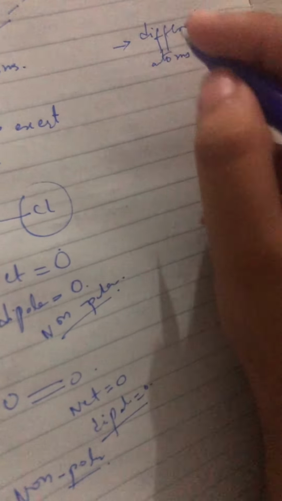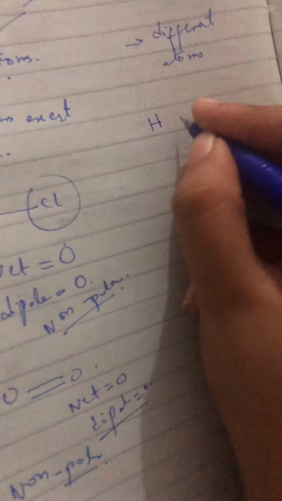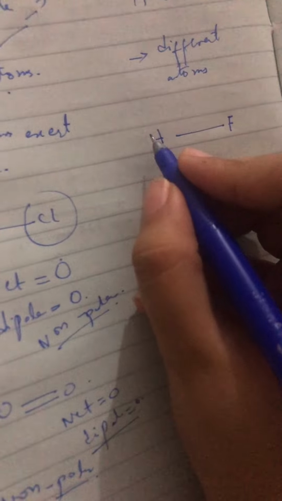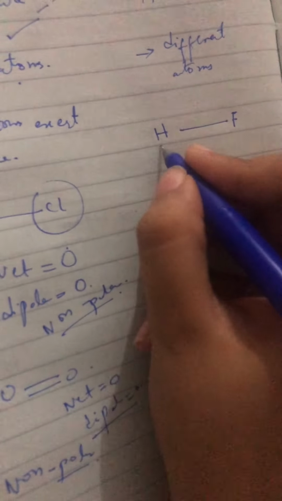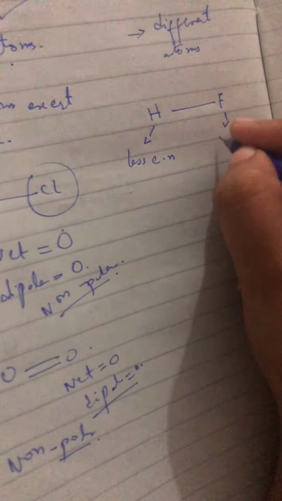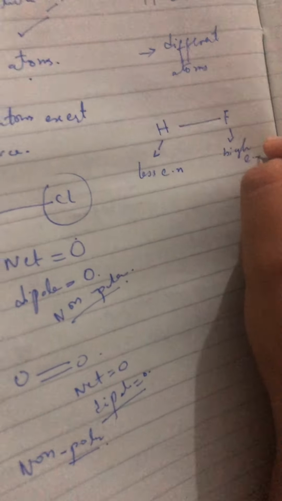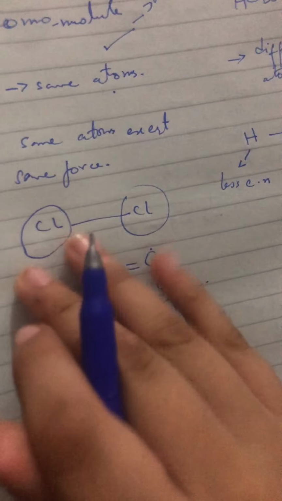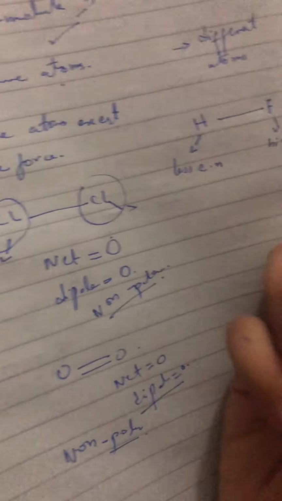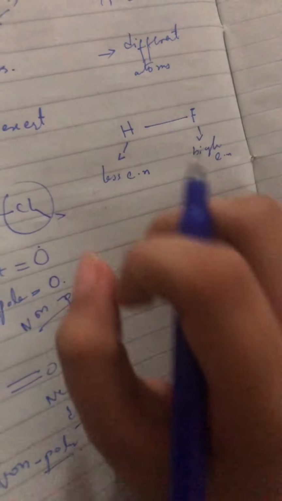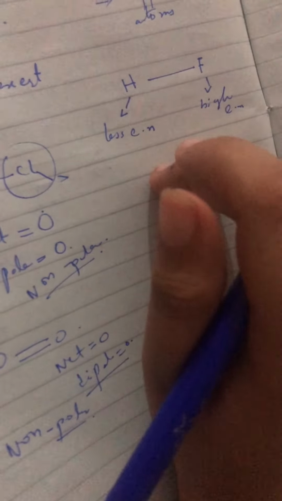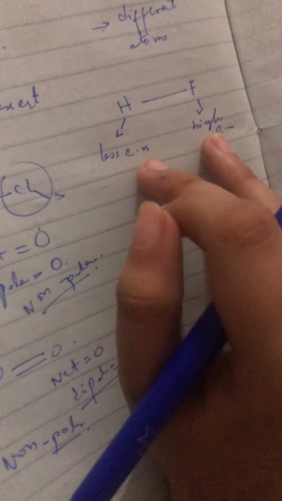Different atoms, for example H and F, hydrogen and fluorine. Both are different atoms. Hydrogen is less electronegative and fluorine is highly electronegative. Here, in the earlier case, both atoms had the same electronegativity. Here hydrogen is less electronegative and fluorine is more electronegative, so we can say these are different atoms.